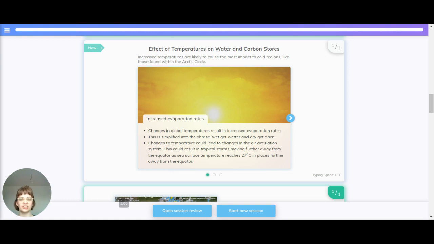Changes to temperature could lead to changes in the air circulation system. This could result in tropical storms moving further away from the equator as sea surface temperatures reach 27 degrees C in places further away from the equator.